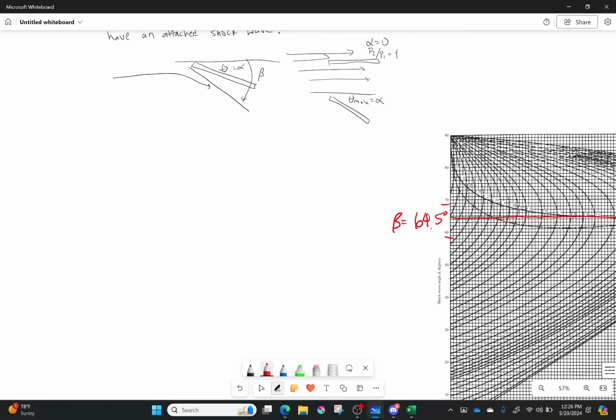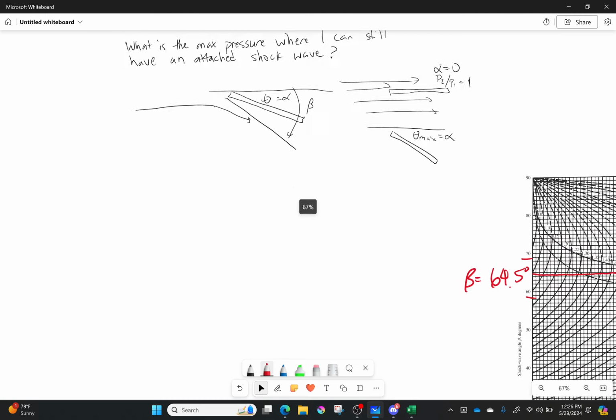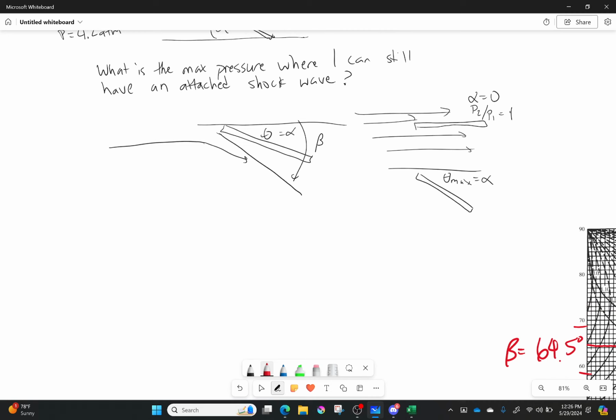And if you have to, you get a calculator. You make a calculator for the theta beta Mach relationship, and you can just have it solve it for you. It's not terribly difficult to do. It's just, I'm not teaching you MATLAB in this course because we got a lot of equations we can solve by hand. That's the nice thing about it.